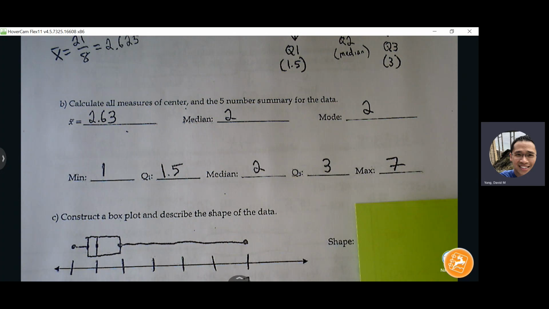So what can we say about the shape? Skew what? Skew right, yeah, look at the whisker, right? Whichever side is along the whisker, you're going to say the direction of that side.